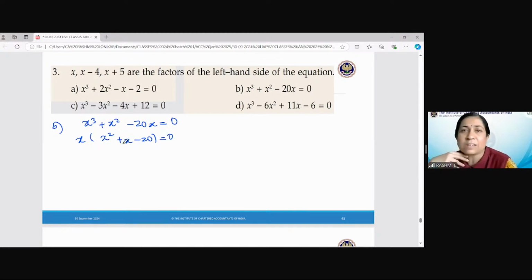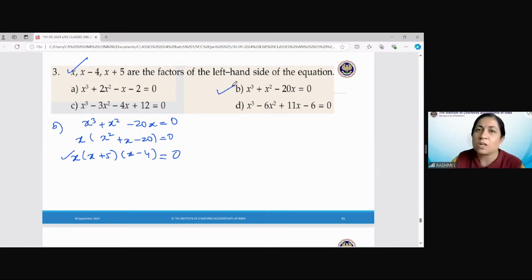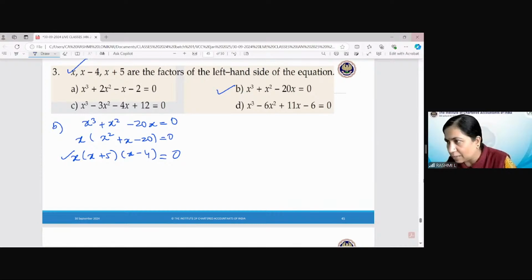Now this is a very simple quadratic equation. x square plus x minus 20 is equal to 0. What can the factors be? 5 and 4. So it will be plus 5 minus 4. So x plus 5 and x minus 4 is equal to 0. आ गया ना आंसर? ये सेम है, x minus 4, x plus 5. So B is the correct option. So even though the sum looks very big, आपको लगेगा कि अरे बाप रे ये तो बहुत ज्यादा हो रहा है, अभी इसको मैं कैसे हैंडल करूं, तो आपको डरने की बात नहीं है.